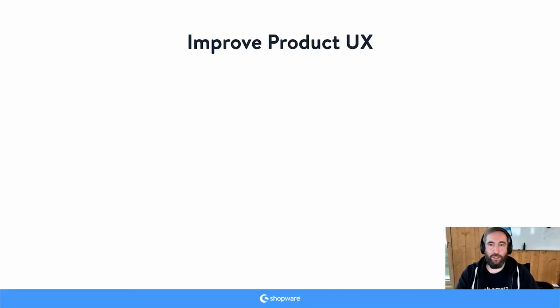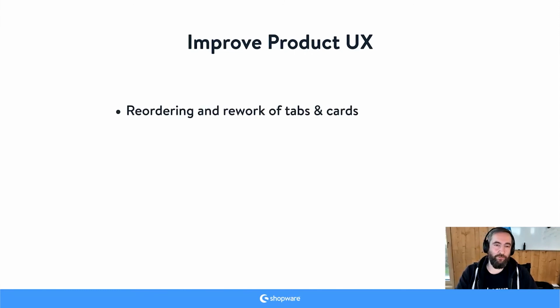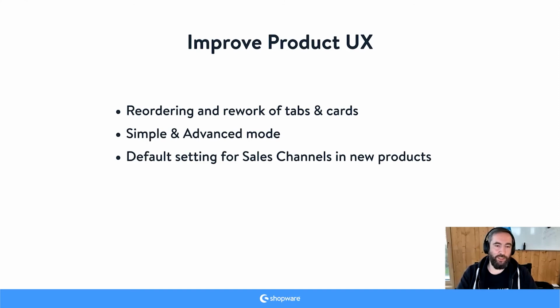And the second big change coming up with the 6.4 is the improved product UX epic. And what are we doing there? First of all, we are completely reordering and reworking the tabs and cards inside the product detail page in the admin. Also, we will introduce what we call the simple mode. I will show it in a few seconds. You can now make a default setting for sales channels in new products. For example, if you build up a new product, then you can define for the assignment card which sales channels should be automatically assigned.